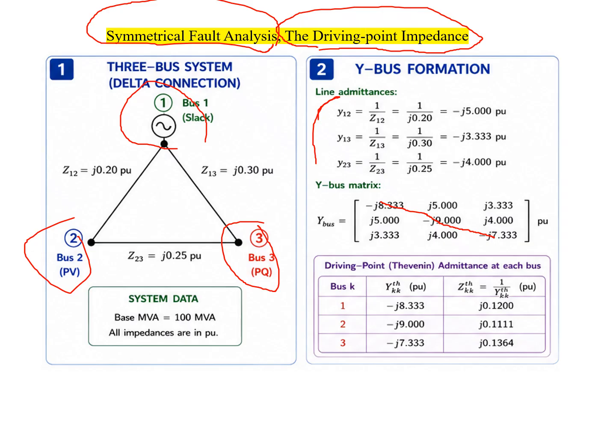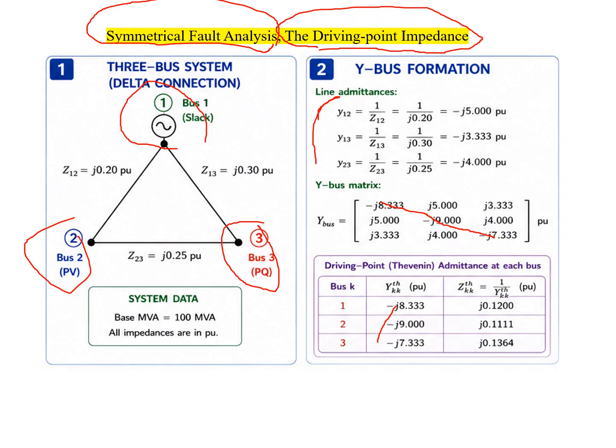For example, we have three buses. For bus 1, we have a diagonal component of the Y-bus matrix of 8.33, which is obtained as the summation of admittances connected to that bus. If we take the inverse of that, we get the driving point impedance at bus 1. Again for bus 2, the same scenario is used. So for n buses, we can get the driving point impedance using this concept.